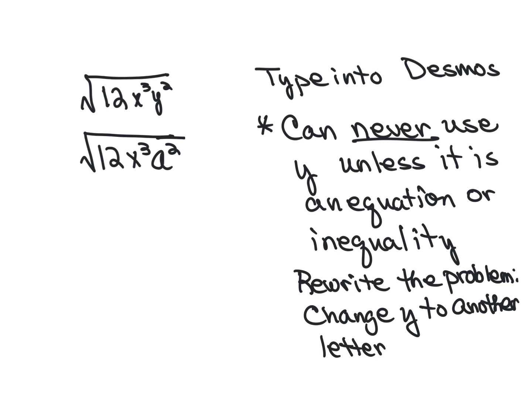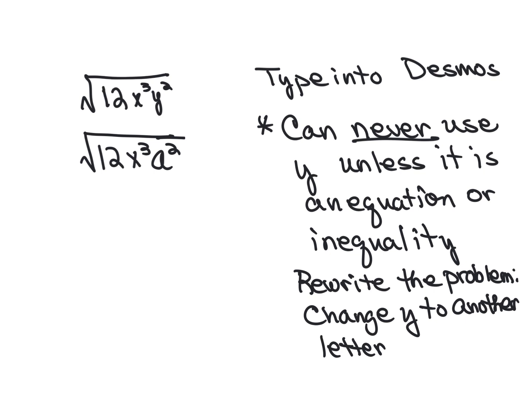Okay, this video is to learn how to type a radical into Desmos. If the radical only contains the variable x, then it's not an issue. But when the radical contains different variables, then it can present a problem. An example is the square root of 12x cubed y squared.